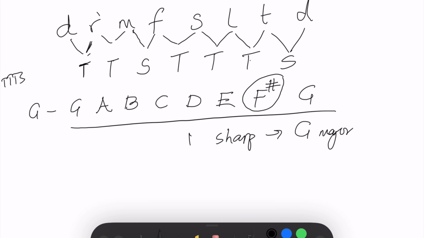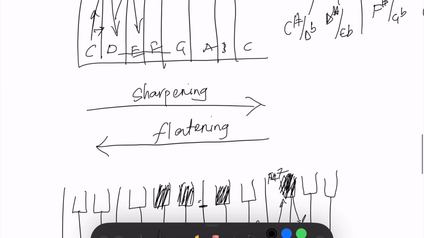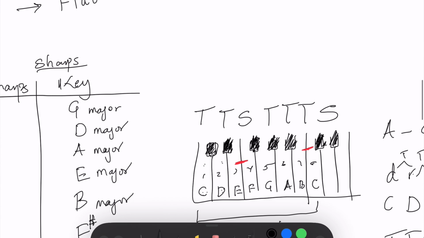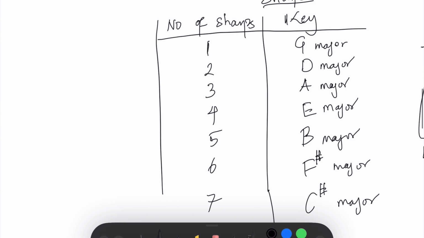That's just the reason while 1 sharp is G major. It means that in the key of G major, 1 note is sharpened. That note is F. So we come back to our table and say notes sharpened. This one is F. Okay.